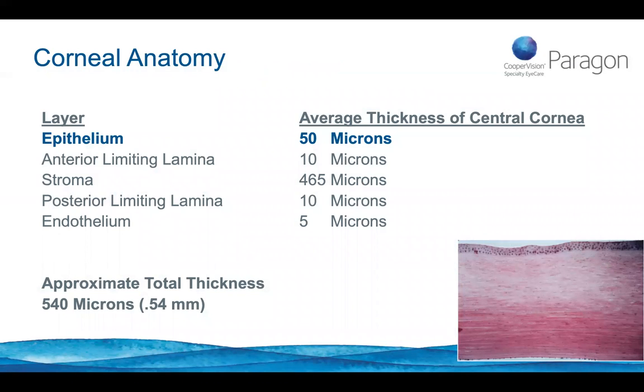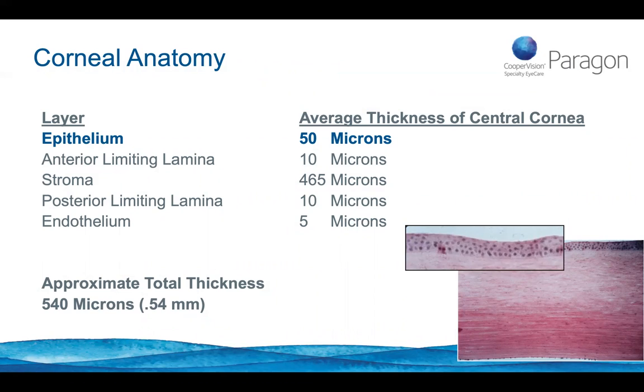Ortho-K lenses reshape the cornea. So let's begin with reviewing corneal anatomy. The cornea is approximately 540 microns in total thickness, but Ortho-K mostly affects the epithelium here, only changing about 10 microns of thickness from the center to the mid-periphery.